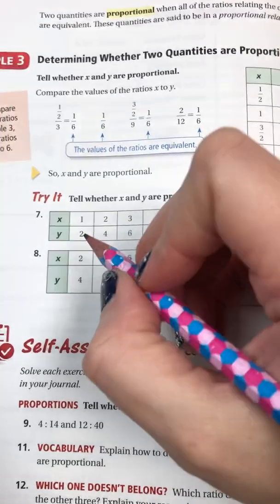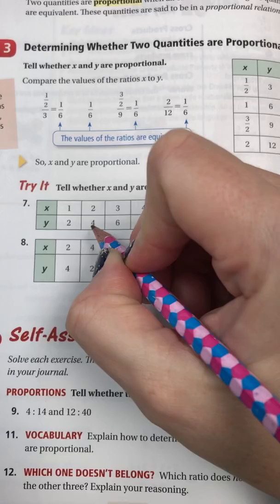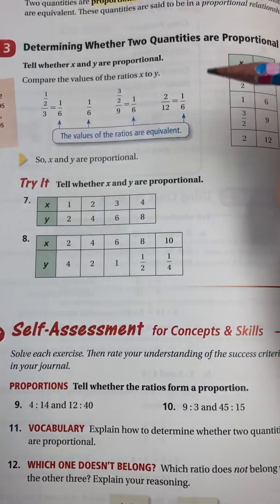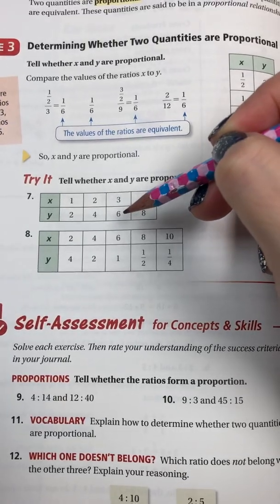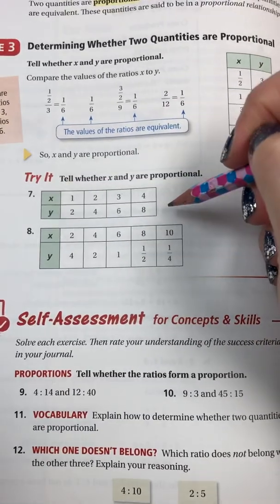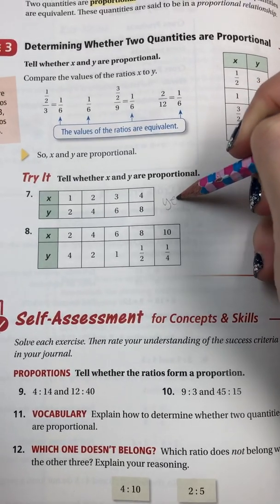All right, so looking at number 7, 2 times 2 is 4. 4 times 1 is 4. So 4 and 4 are equal. That makes sense. Let's double check over here. 6 times 4 is 24. 8 times 3 is 24. So yes, number 7 is proportional.